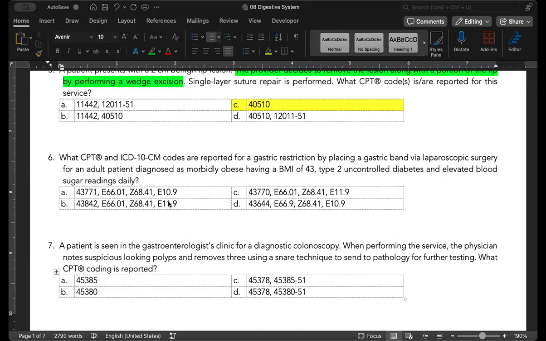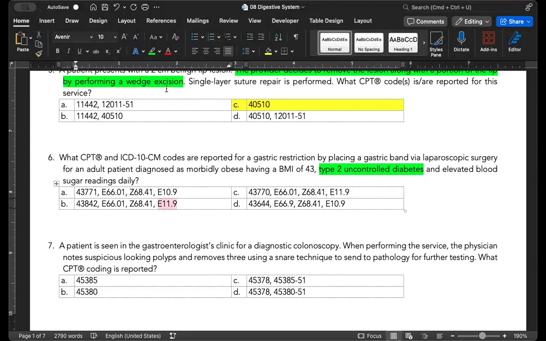So in our scenario, what type do we have? Type 2. So what is our ICD-10 code that we're going to use? E11.9. Okay, let me ask this. What if they just said patient has uncontrolled diabetes? What would we default to? Type 2. Correct.